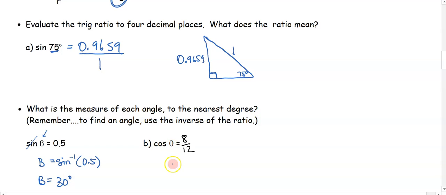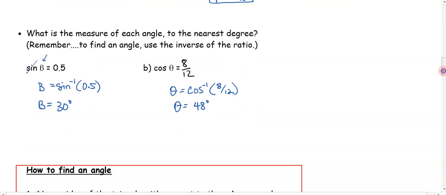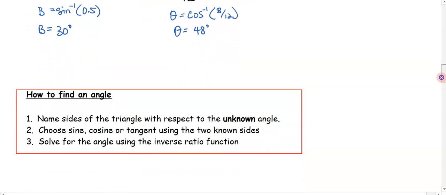Same thing here. If I want to ever find an angle, I need the inverse of the ratio to find the angle. If it's a fraction, you just keep it as a fraction, and when you type it in, you take the inverse of cos, bracket 8 divided by 12, close bracket, and then if I want to round it to the nearest degree, I would get 48 degrees. So if you know the ratio, you should be able to find the angle. Okay?